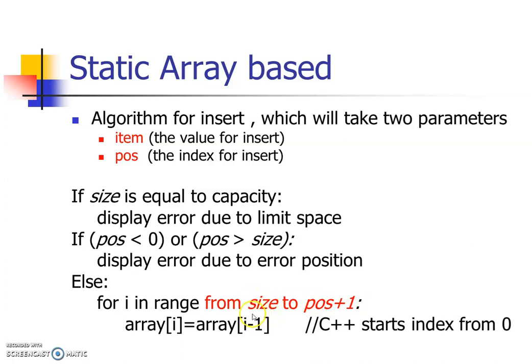If you understand correctly, you will understand that the size is actually at the end of the array, indicating one space after the highest index of your list. So we will go backward until position plus 1, and as we move through those positions, we are going to copy the values to the new locations.